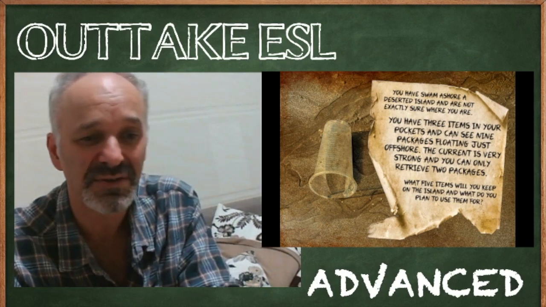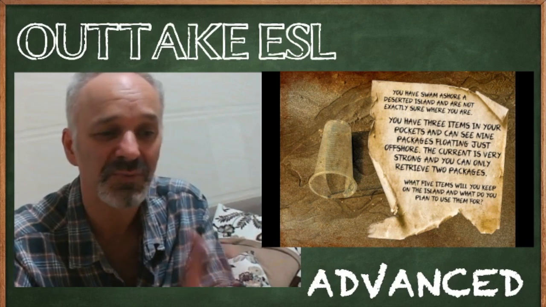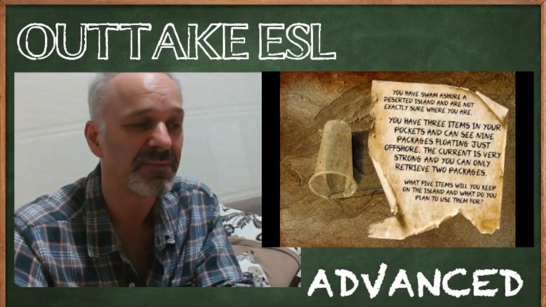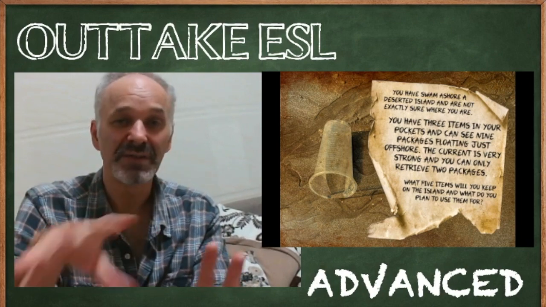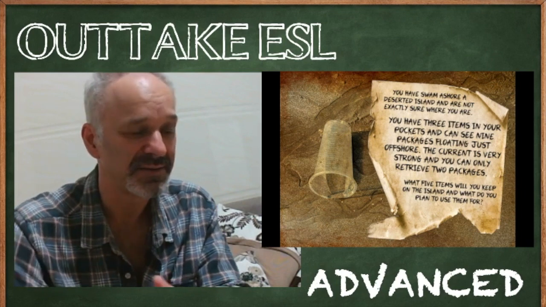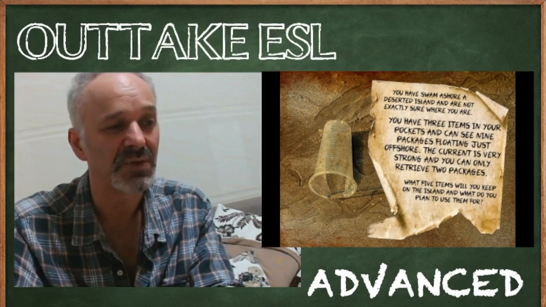The current is very strong, and you can only retrieve 2 packages. What 5 items will you keep on the island, and what do you plan to use them for? There's a lot of triggers in there that you didn't kind of see. They weren't working here, or I was advancing through them too quickly.